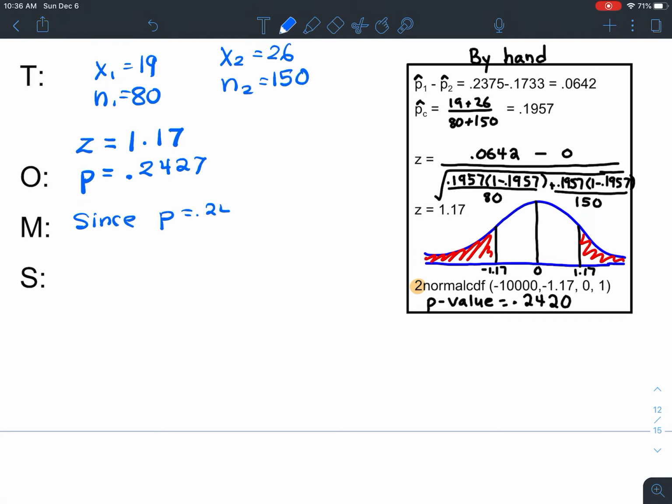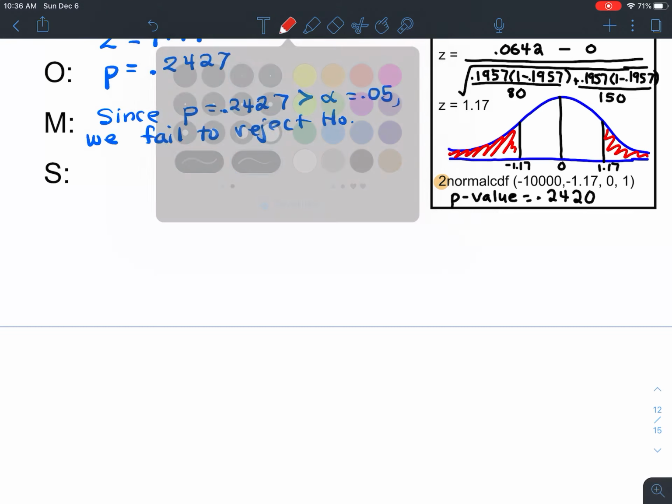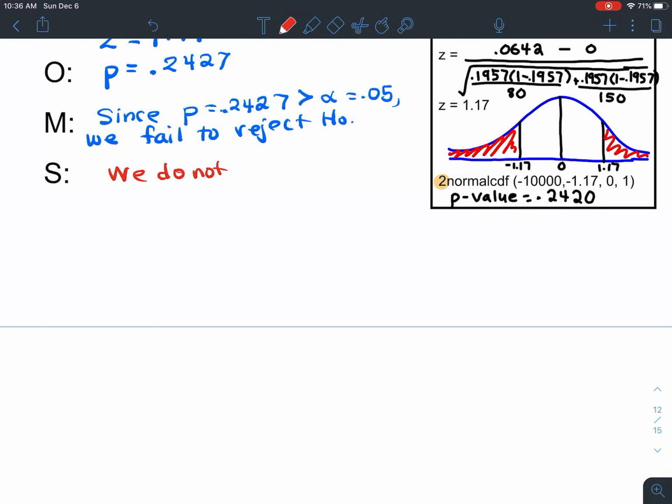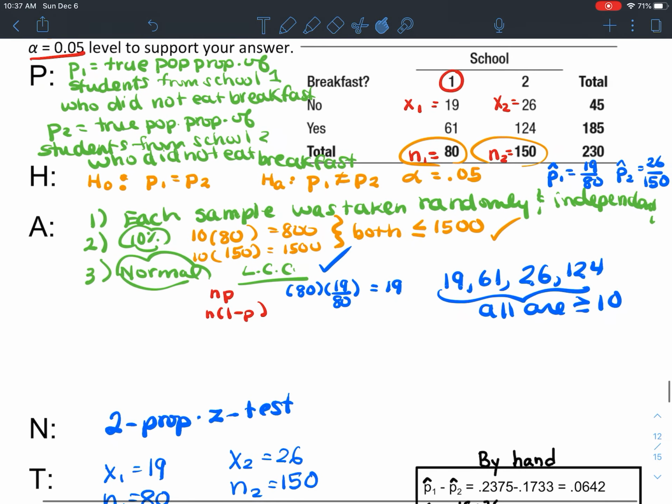Now I'm going to make my decision, and this is where I compare. I'm going to say, since p of 0.2427 is greater than my alpha level of 0.05, we fail to reject the null hypothesis. If we're failing to reject the null hypothesis, that's when we are going to make a statement saying that we do not have convincing evidence that, now, what you're stating next is whether you have evidence that you should look at what the alternative hypothesis is and say that in context.